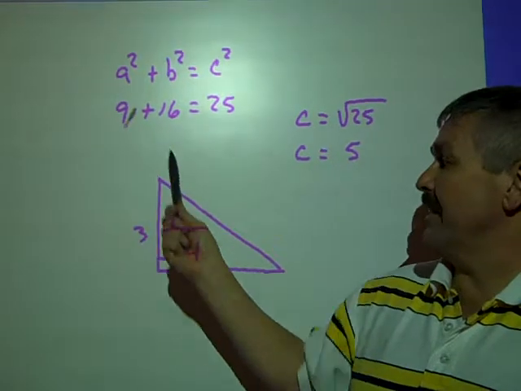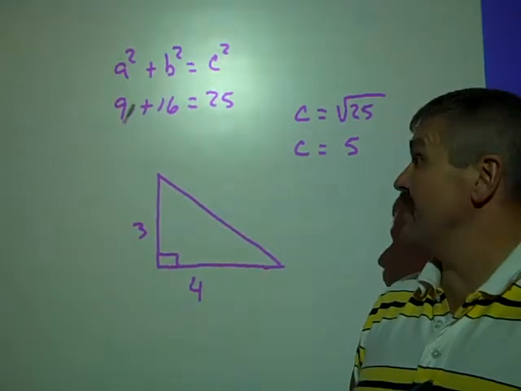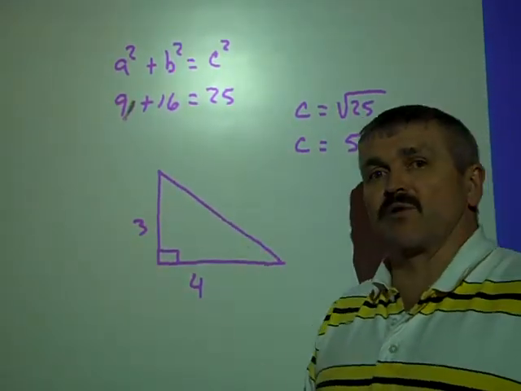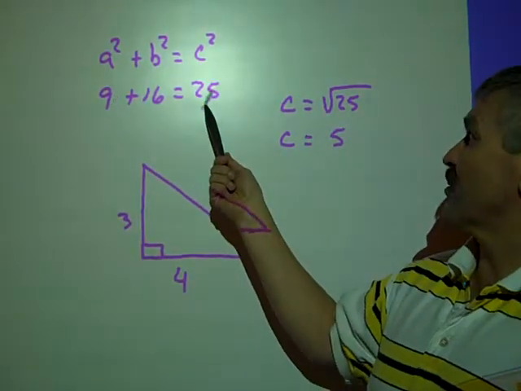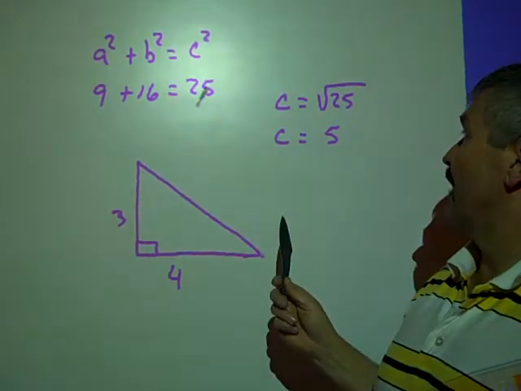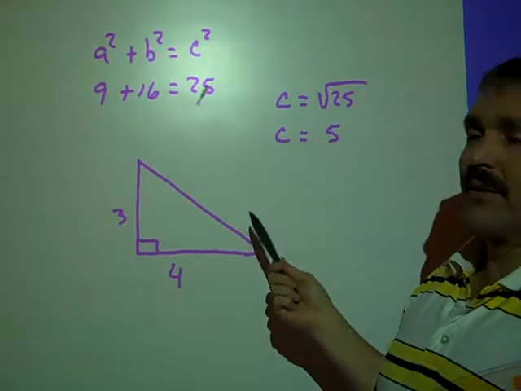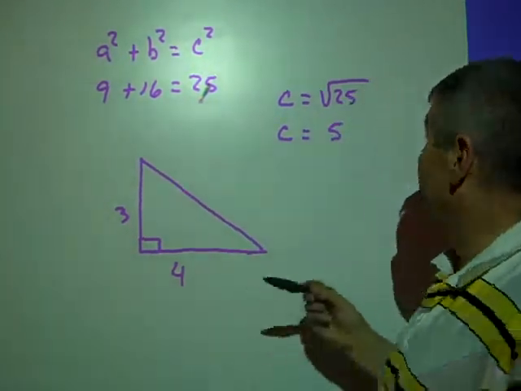3 times 3 is 9. 4 times 4 is 16. You add them together, it equals 25. To find the length of C, we take the square root of 25, and we end up with 5.